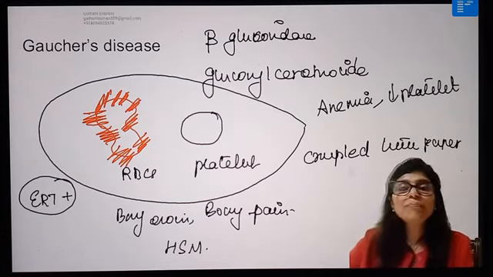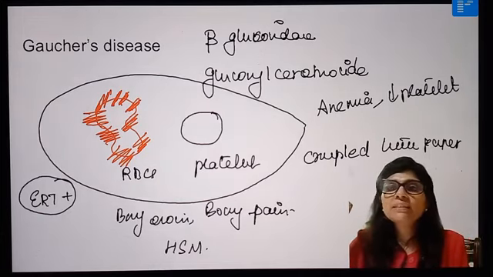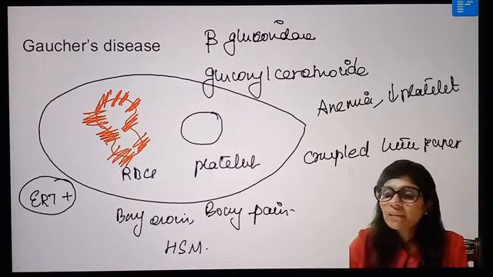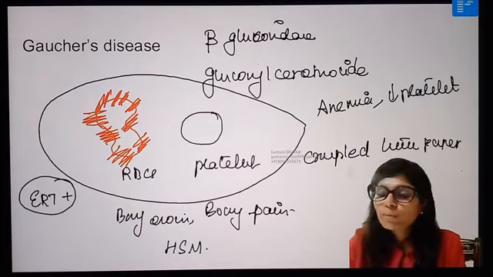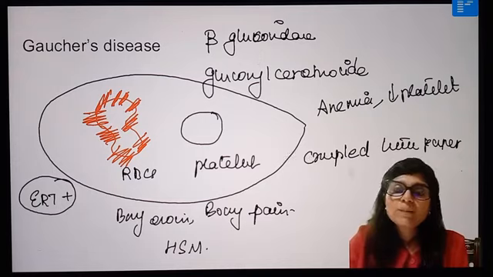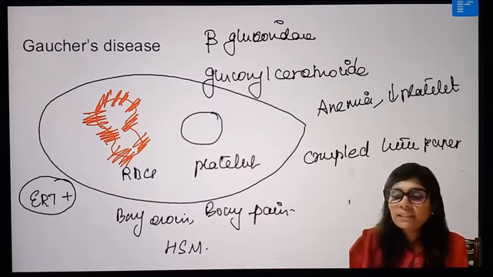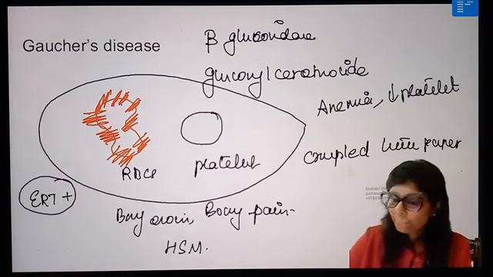It's caused by the defect of beta-glucosidase. When beta-glucosidase is defective, glucosyl ceramide or glucosyl cerebroside accumulates. That causes anemia, thrombocytopenia. Bone marrow biopsy reveals crumpled tissue paper. There is bony pain, bony erosion, hepatosplenomegaly, and enzyme replacement therapy is available. Okay.